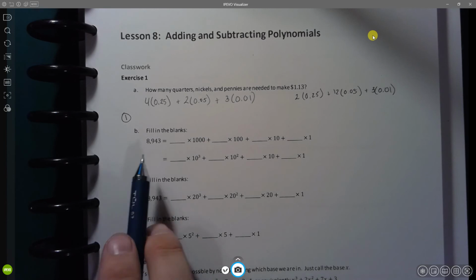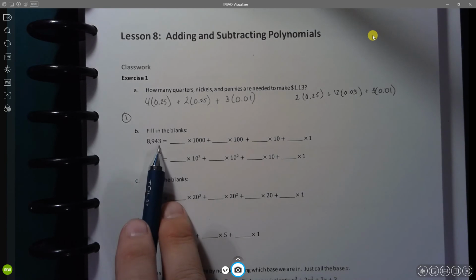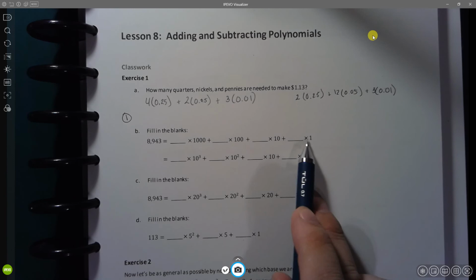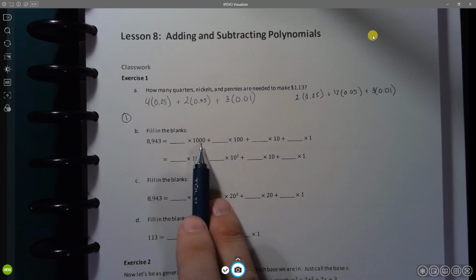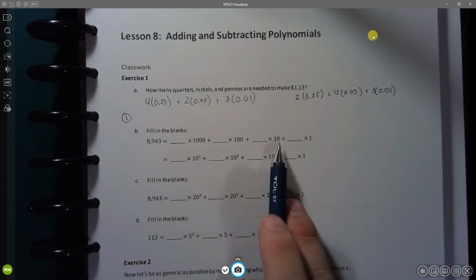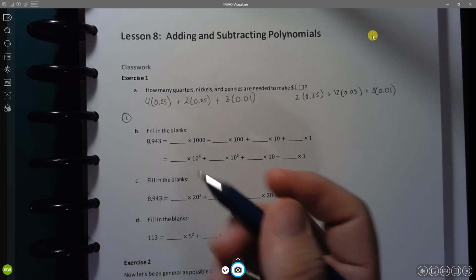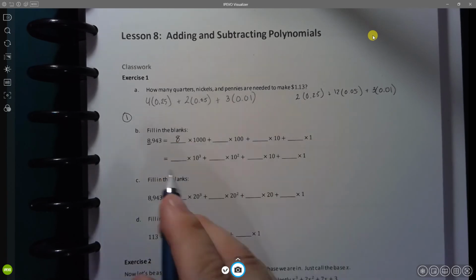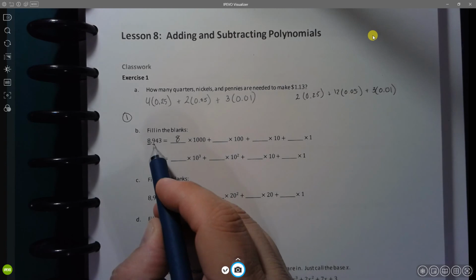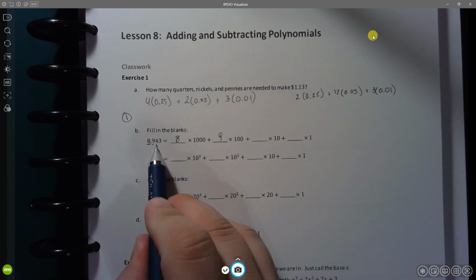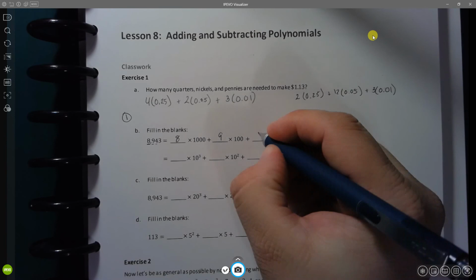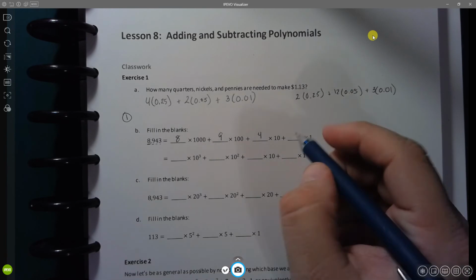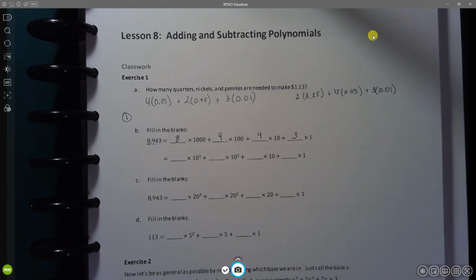So B states, I've got 8,943, and it wants me to write it in expanded form. How many thousands do I need? How many hundreds? How many tens? How many ones? So I look. How many thousands are there? There's 8. How many hundreds? There's 9. How many tens? There's 4. How many ones? There are 3. So there are 8 thousands, 9 hundreds, 4 tens, and 3 ones.